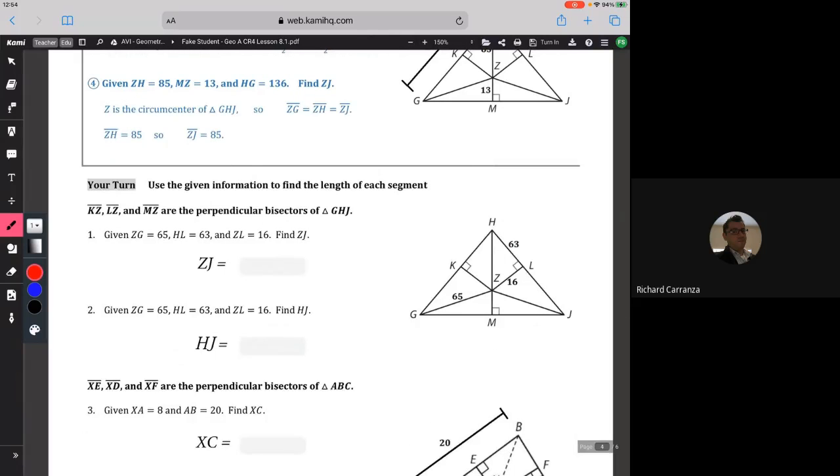So it says, given that CG is 65, HL is 63, and CL is 16, find CJ. So just by looking at the picture, what do you think CJ is? CJ is this one right here. So I'm going to put a question mark. Remember, we don't have to do any work from this.